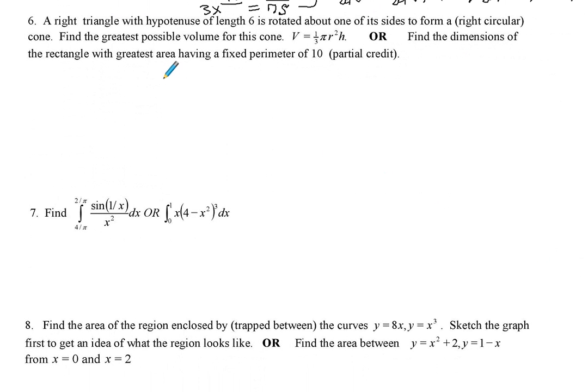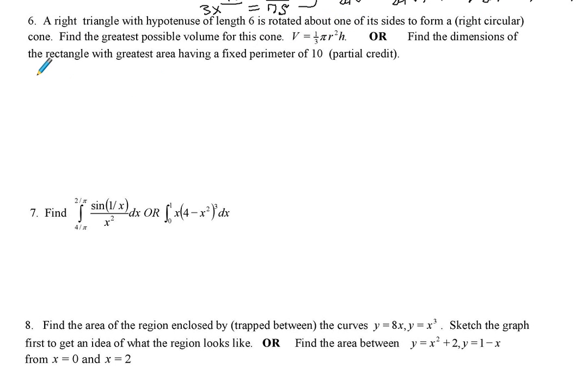And then our other important application was max-min problems, and that's what we've got going on in problem number 6 here. Right triangle has a hypotenuse with length 6, and it's rotated about one of its sides to form a right circular cone. Find the greatest possible volume for this cone, where volume is 1/3 pi r squared h.